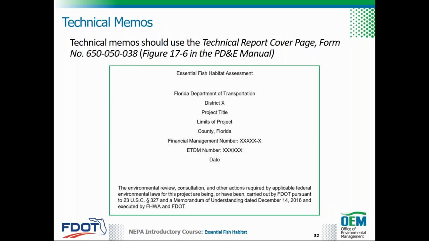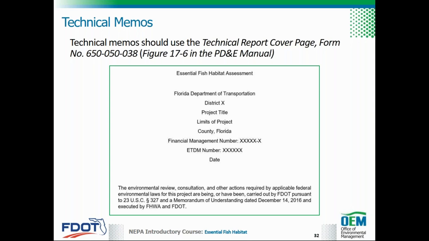For projects that do not require an NRE, the district will prepare the EFH assessment as a technical memo, depending on the degree to which the project may adversely impact EFH. Technical memos should use the technical report cover page form. A sample technical report cover page is located as a figure in Part 2, Chapter 17 of the PD&E manual. As the form is downloadable from FDOT's Policy and Process Management Unit website, a link to this website can be found on the resources page.